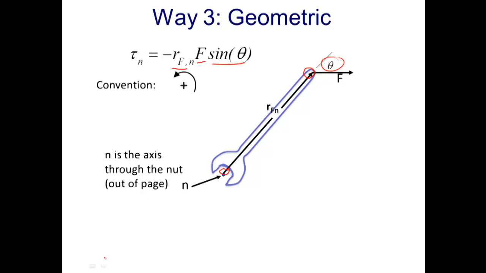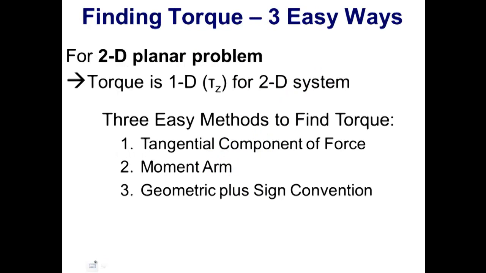So in summary, the take-home lesson from this video is that when you're finding the torque, there are three easy ways: the tangential component, the moment arm, and the geometric plus the sign convention. But you have to remember that the sign convention applies to everything. It applies to the moment arm and it applies to the tangential component. In both of these, you need a convention, usually counterclockwise is positive.